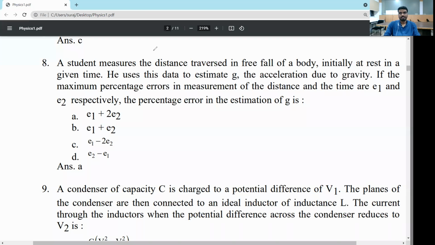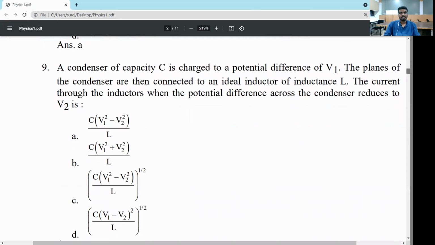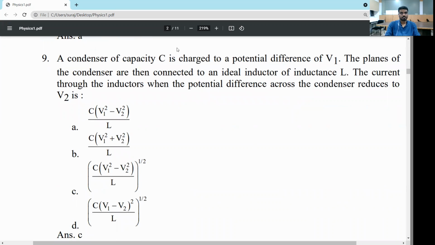What is given? A condenser of capacity C is charged to a potential difference V1. The plates of the condenser are then connected to an ideal inductor of inductance L. Find the current through the inductor when the potential difference across the condenser reduces to V2.